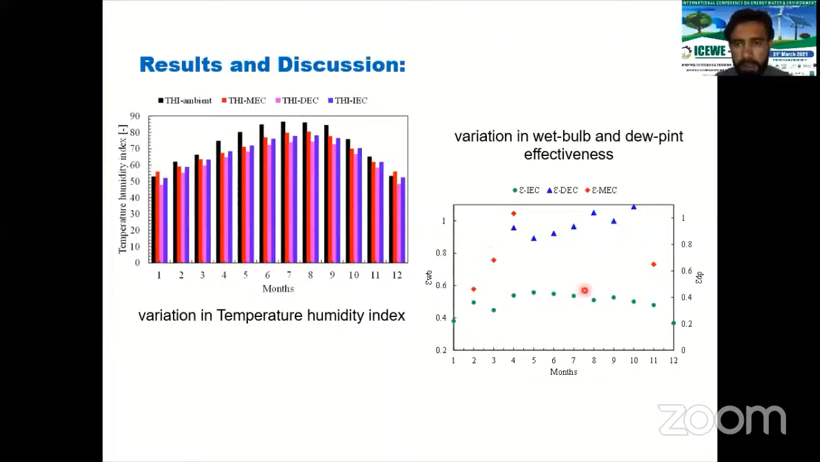This figure shows the variation in wet bulb and dew point effectiveness. As we see, the effectiveness of the direct evaporative cooling system ranges from 0.9 to 0.95. The effectiveness of the indirect evaporative cooling system ranges from 0.45 to 0.55, and the effectiveness of the M-cycle evaporative cooling system ranges from 0.75 to 0.85.